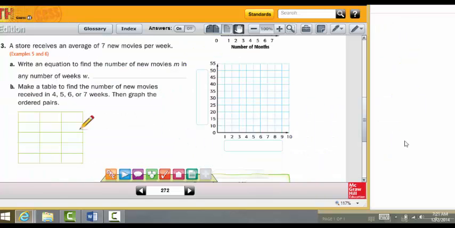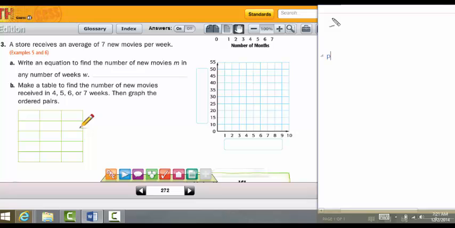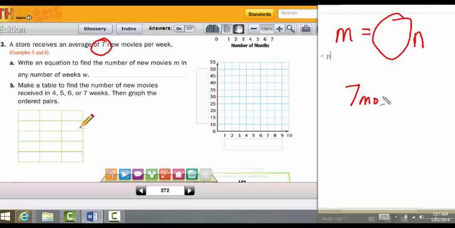All right, let's take a look at problem number 3. A store receives an average of 7 new movies per week. Write an equation to find the number of new movies M in any number of weeks. So first of all, we have M equals some number times our input of N. We have 7 movies per week. Our unit rate is our slope.